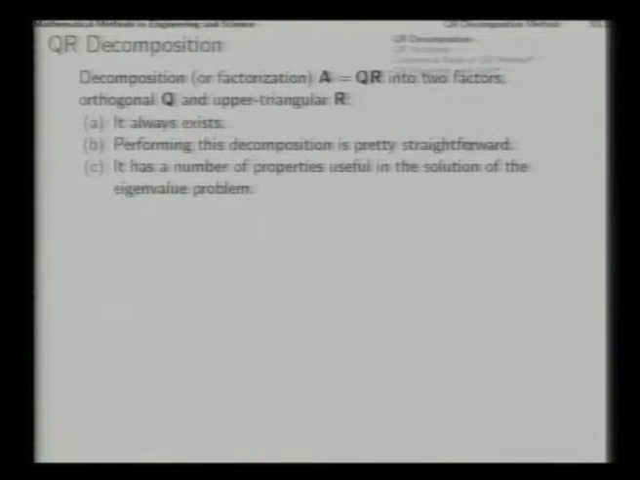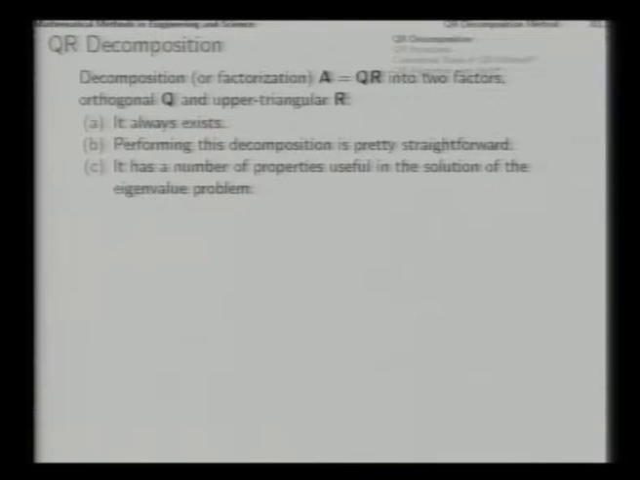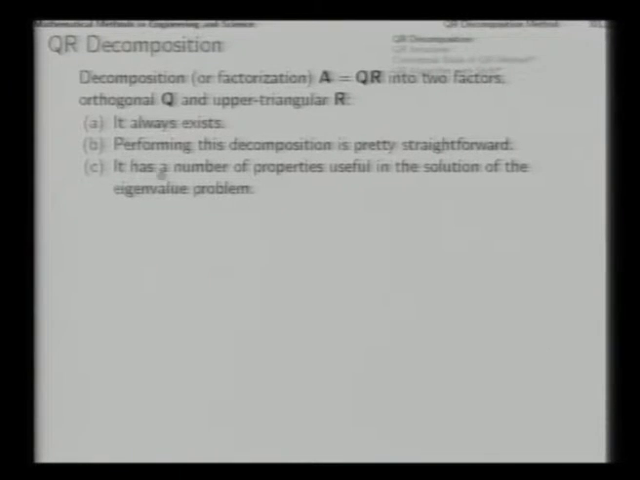In fact, if you have come to this point through the exercises in the previous chapters of the textbook, then you would have already decomposed one matrix into Q and R factors. In chapter 4, one very simple QR decomposition problem was set for you as an exercise, in which the steps for the decomposition were also suggested. And the third important issue in QR decomposition is that it has a number of properties which are extremely crucial for the solution of eigenvalue problem.